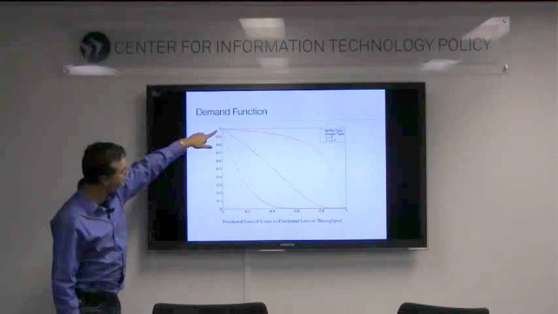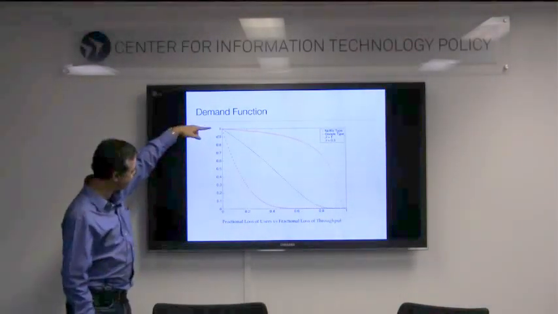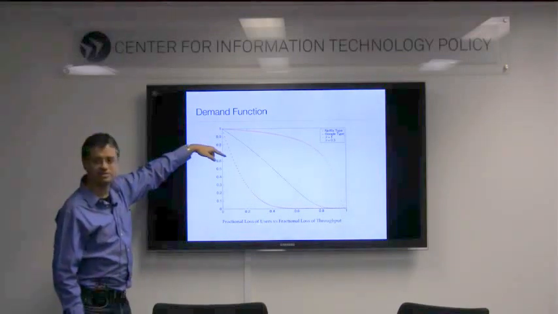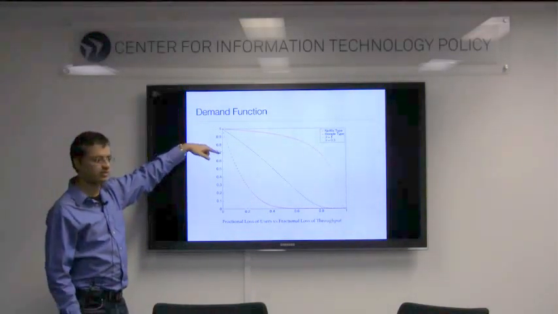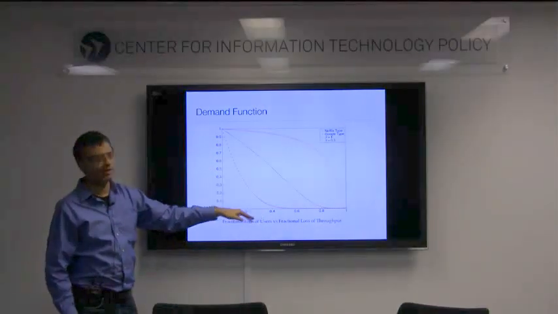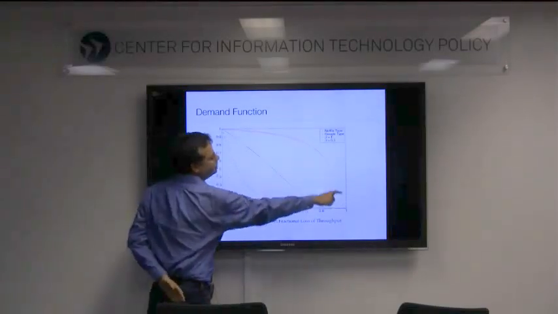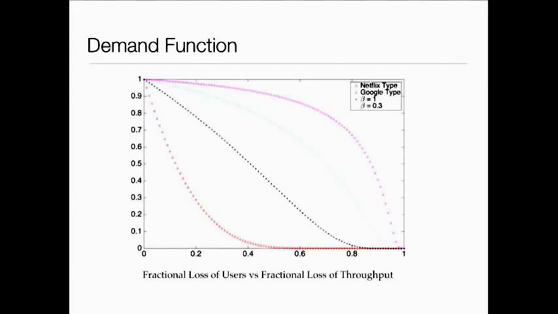Here you have a demand function for a Netflix-like content, streaming content, where as soon as your achievable throughput falls, the number of users leave rapidly. Some users will stay, some users will watch it at the lower bit rate, but most of them will go away. Then you have the Google kind, where you have a lot more elasticity. Even if your search results are twice as slow, thrice as slow, you'll still go to Google. And then you can have things in the middle. So that's the demand elasticity.